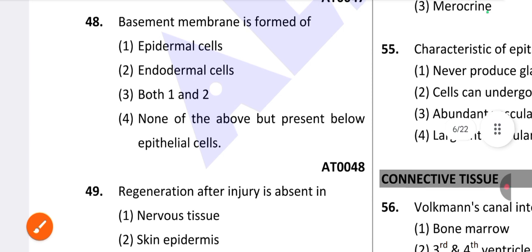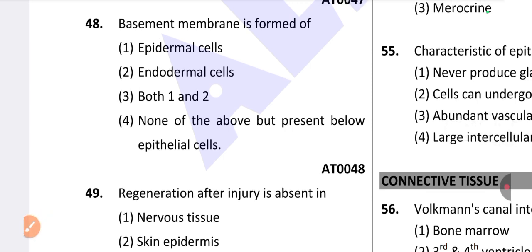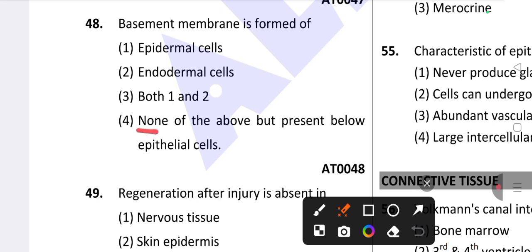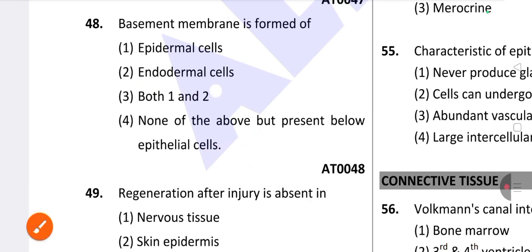And the next 48th one, basement membrane is formed of. So basement membrane जो होते हैं it is formed of none of the above because इनमें से कौन से भी अपन को basement membrane में दिखाई नहीं देते. It is formed of mesodermal cells, not endodermal. So answer is option 4.